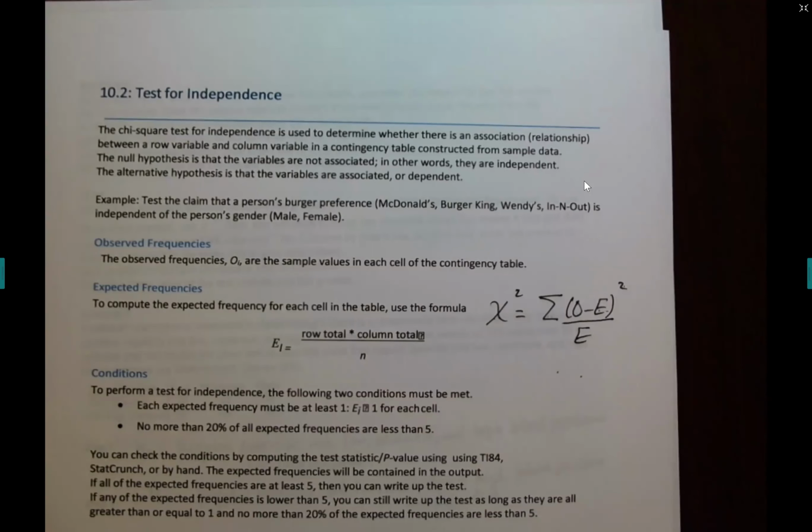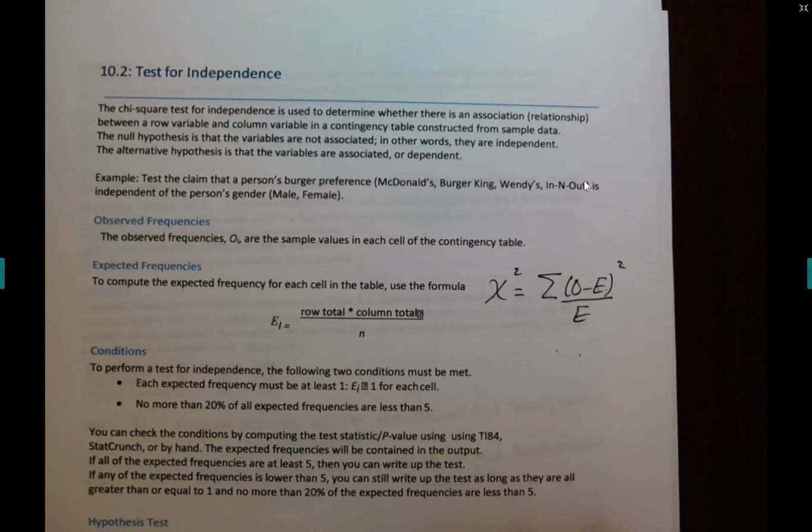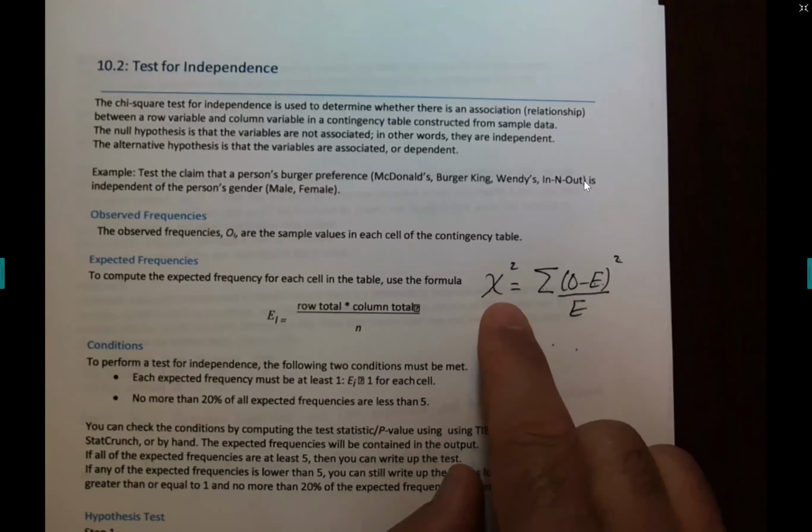So does it really make a difference if the person is male or female when deciding which place to eat the hamburger? That is a question of two variables, whether they are dependent or independent. You cannot say it is this or that. You just have to study this claim. The test of independence is a chi-square test, so it does use the chi-square distribution, guys, that we used in section 10.1.